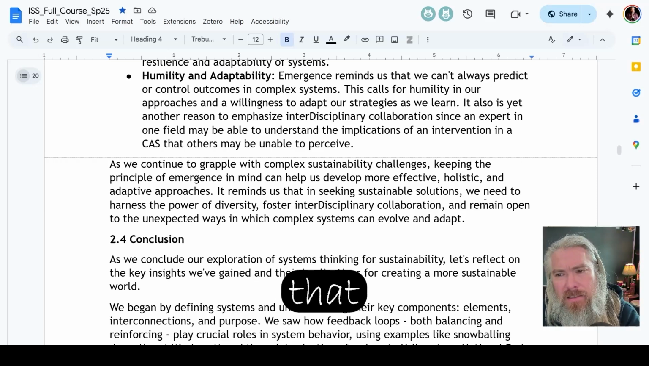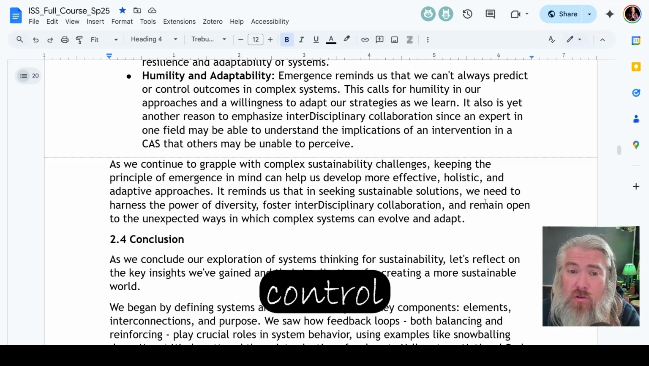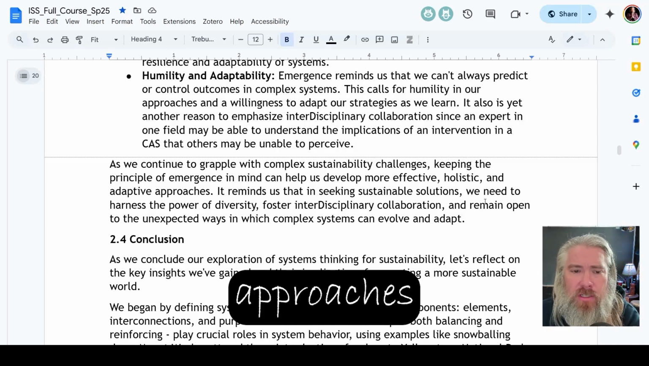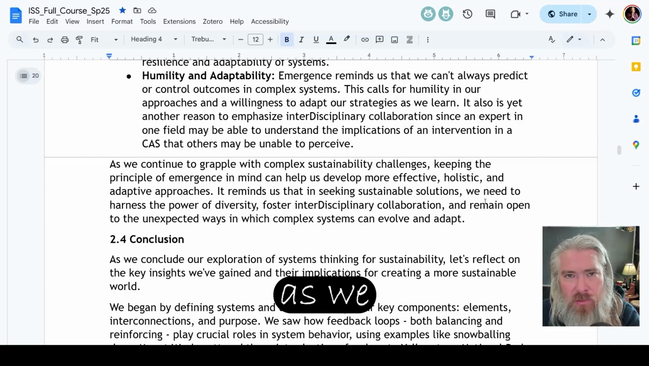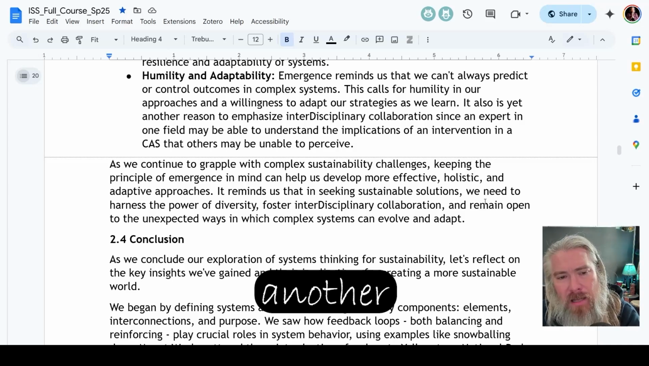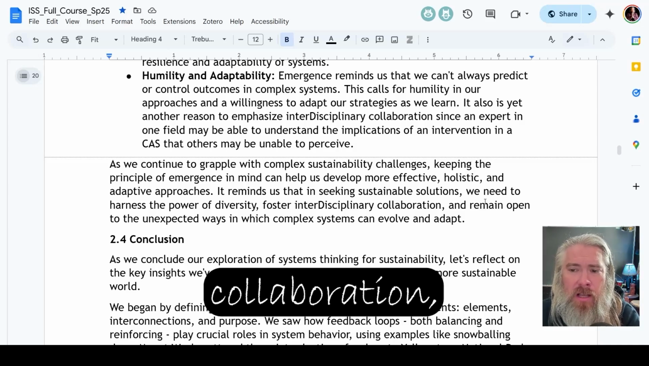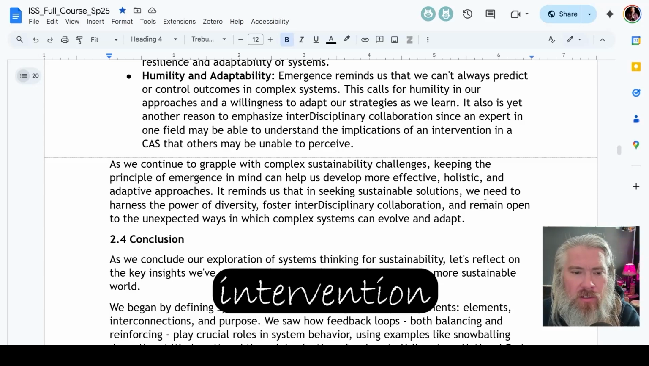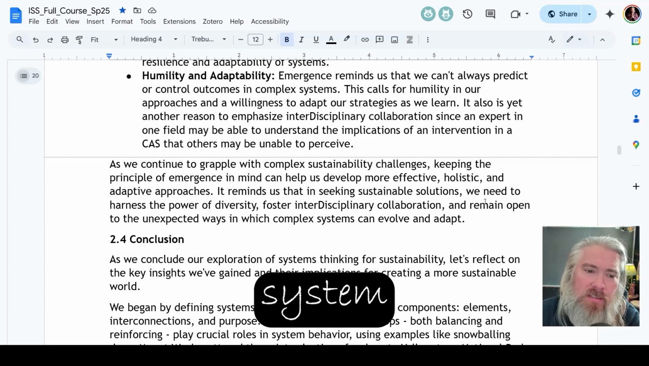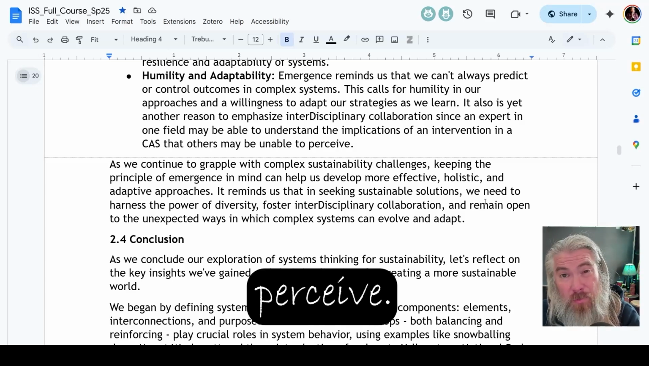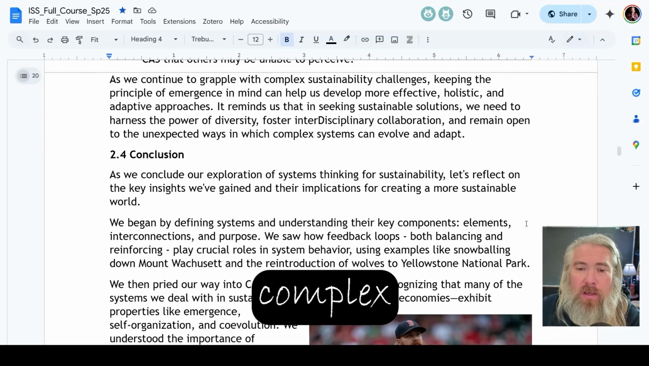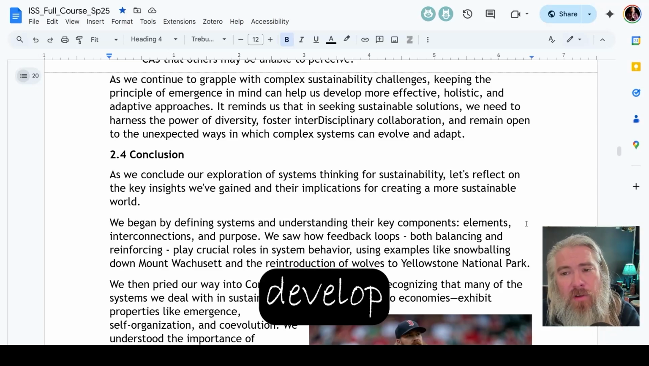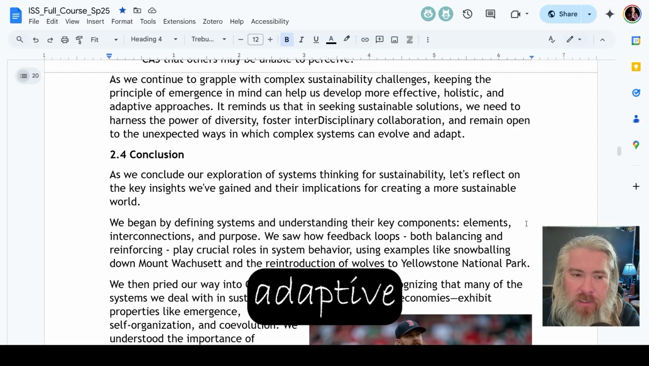Humility and adaptability. Emergence reminds us that we can't always predict or control outcomes in complex systems. This calls for humility in our approaches and a willingness to adapt our strategies as we learn. It is also yet another reason to emphasize interdisciplinary collaboration, since an expert in one field may be able to understand the implications of an intervention in a complex adaptive system that others may be unable to perceive. As we continue to grapple with complex sustainability challenges, keeping the principle of emergence in mind can help us to develop more effective, holistic, and adaptive approaches.